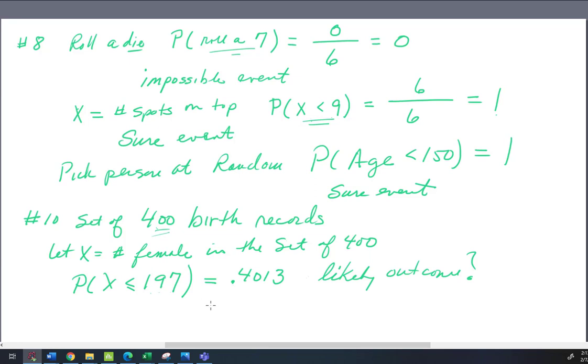And I mentioned this a few minutes ago, but I'm going to mention it again. Events with probability less than 0.05, I consider, and so do other statisticians, unlikely. So if the probability of this outcome is 0.4, that's a lot bigger than 0.05. And so I would encourage you to consider that to be a likely outcome.